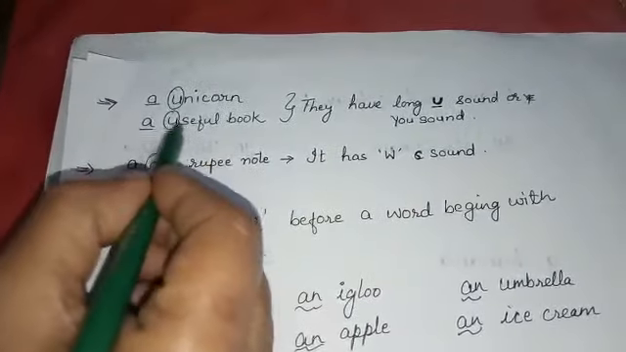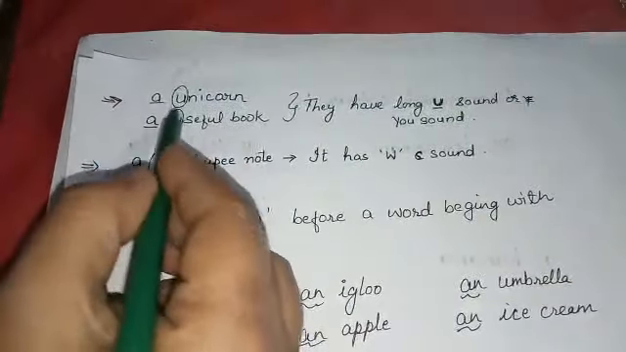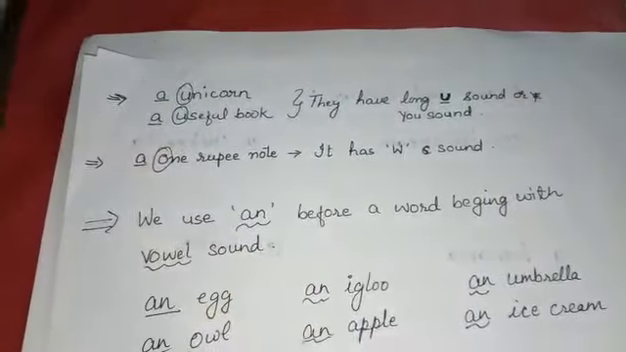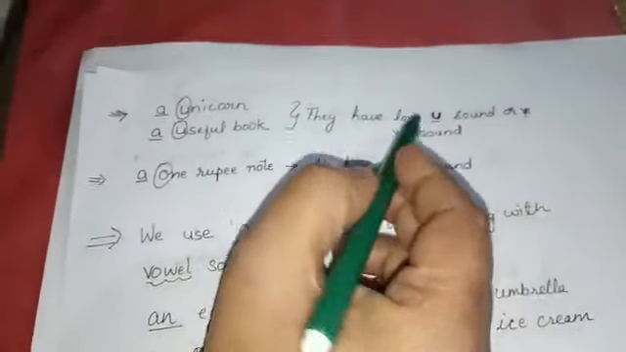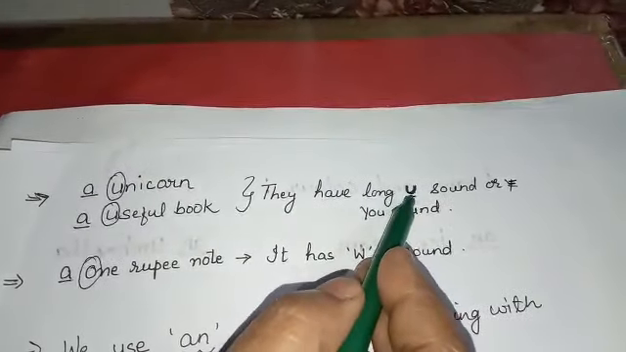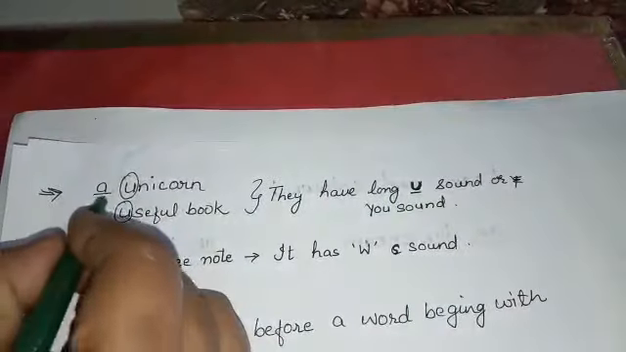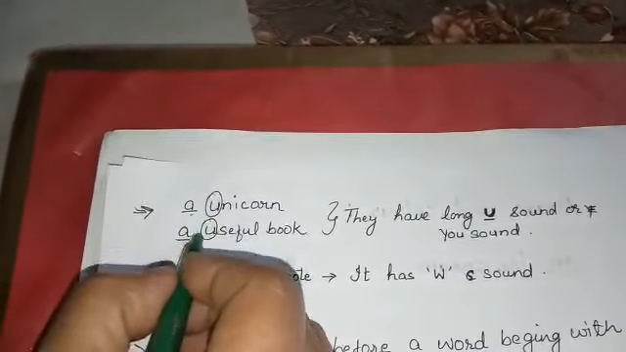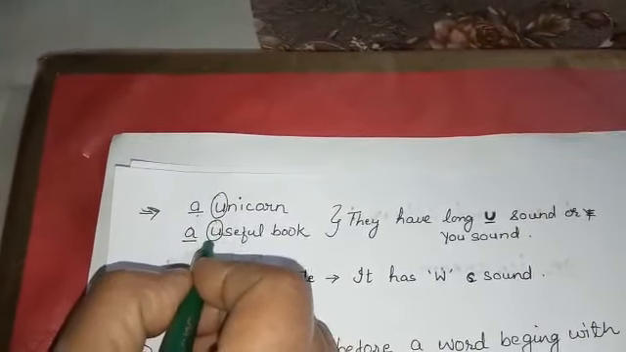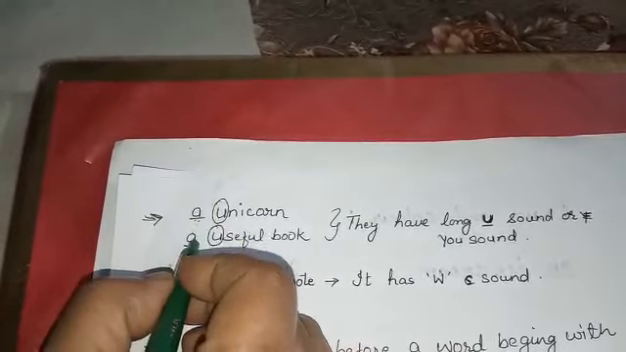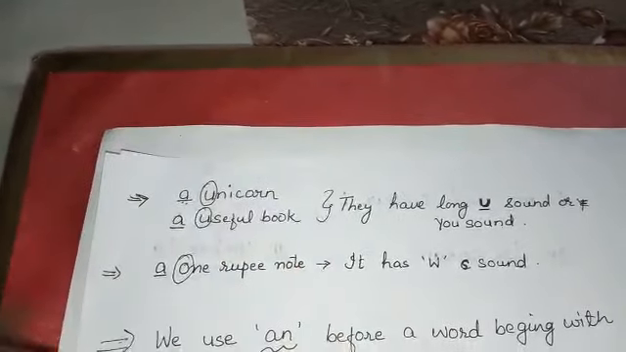Now children, as you can see, a unicorn, a useful book. They are starting with U, but we are using A before it. Why? Because if a word is pronounced with a long U sound or Y O U sound, then we use A before it. Like unicorn, it has the sound of U. Useful, it has the sound of U. So we have to use A before all these words.